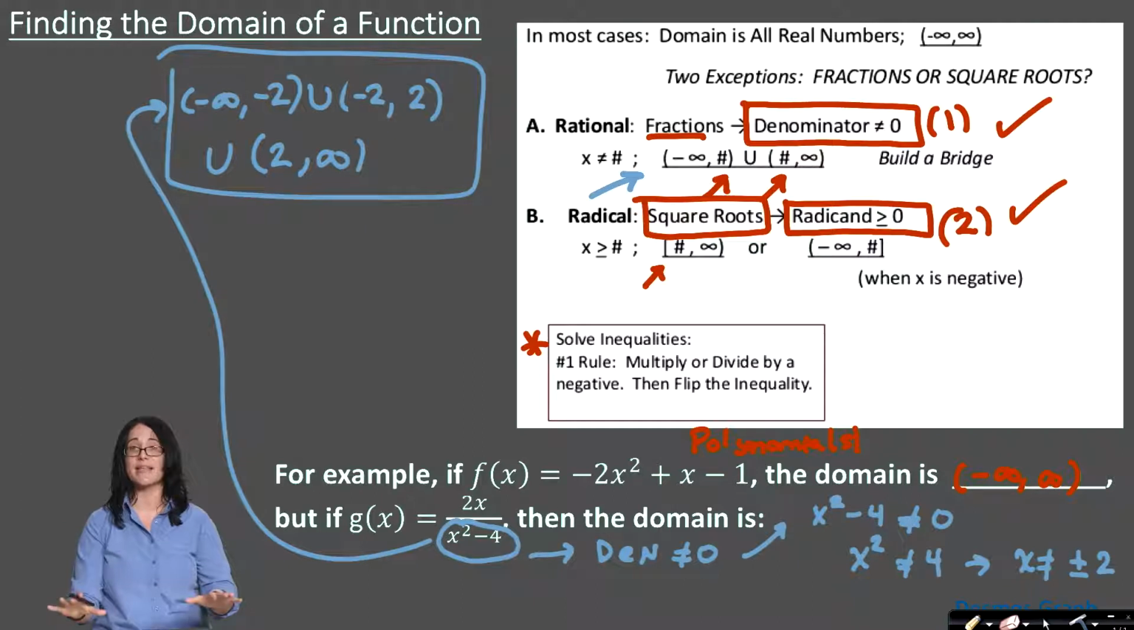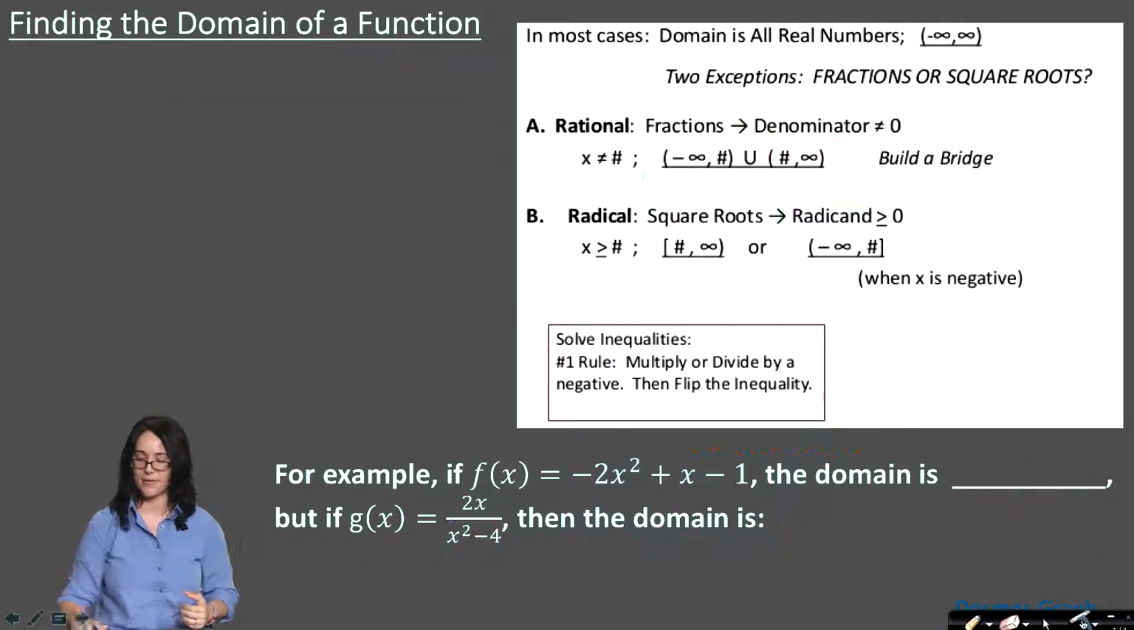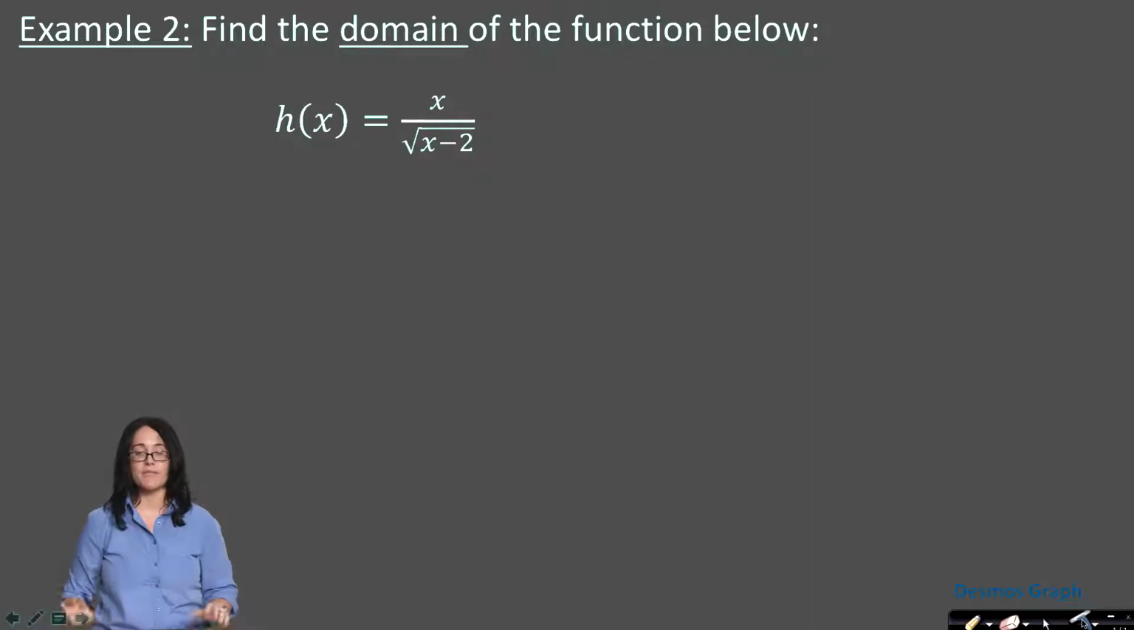Okay, let's try finding domain ourselves in the next example. Again, study this slide, review it as much as you need to, and then try the examples on your own. So let's take a look. In example 2, it says, find the domain of the function below. H of x, so that's just the function's name, equals your input x divided by the square root of that input x minus 2. So x over the square root of x minus 2.